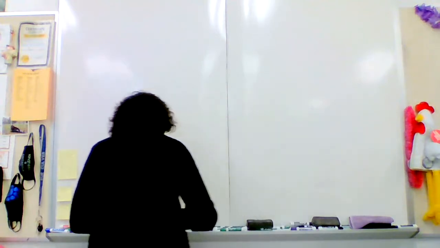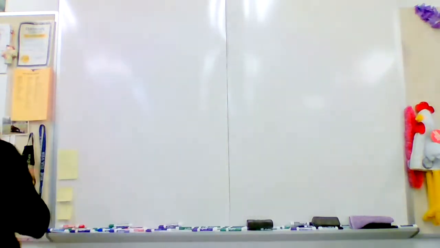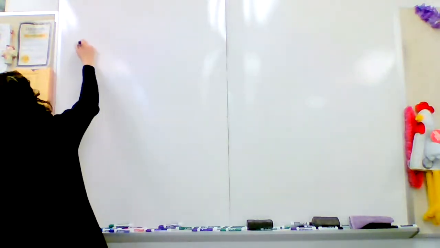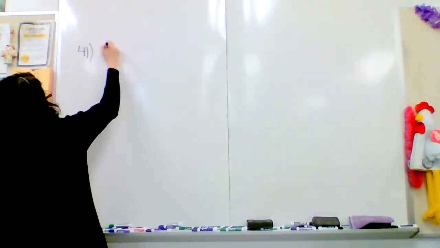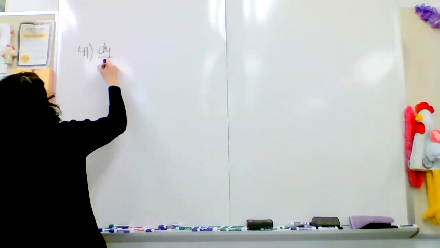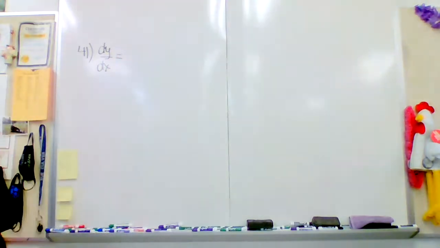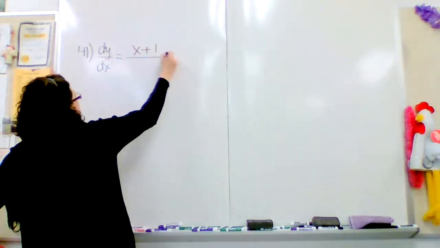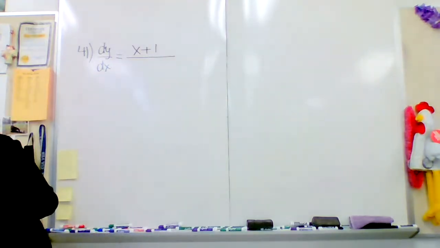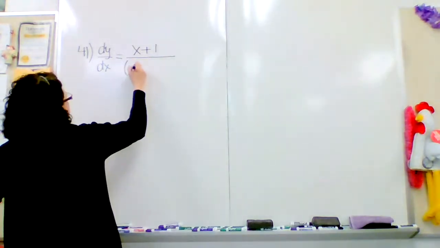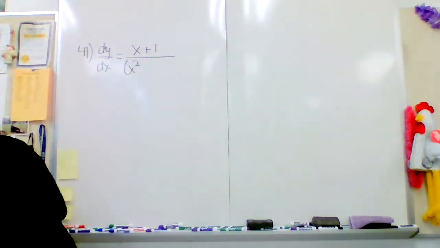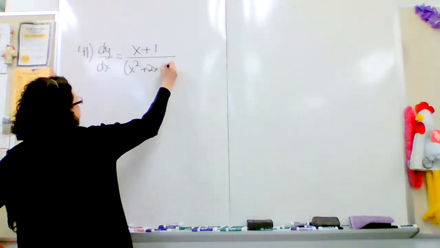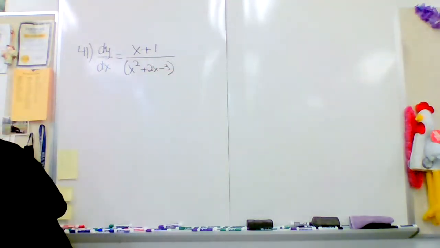Okay, on 41, we have solve the differential equation. dy dx equals x plus 1 over x squared plus 2x minus 3. Oh, I can see why you would ask this. X squared plus 2x minus 3, right? And that is being squared.